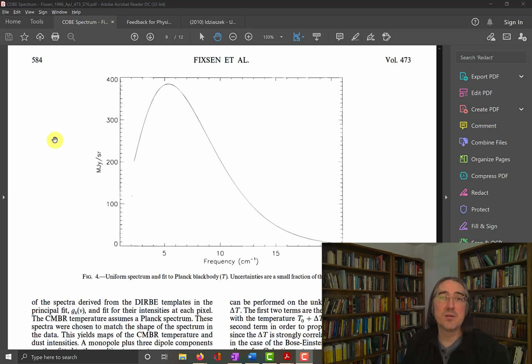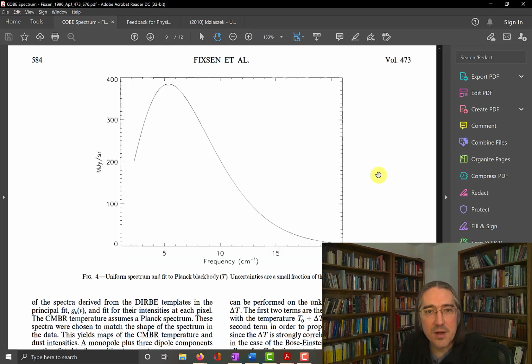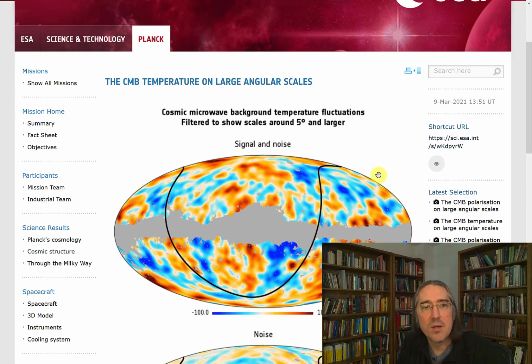In fact, it's so good that more recent satellites, like the WMAP, Wilkinson Microwave Anisotropy Probe, and the Planck satellite from the European Space Agency, these satellites don't even bother to publish a plot like this anymore, really. They're like, you all know it's a nearly perfect black body. The only thing that's interesting is the deviations from it being a perfect black body. And in particular, they show plots like this. So this is from the website for the Planck satellite.